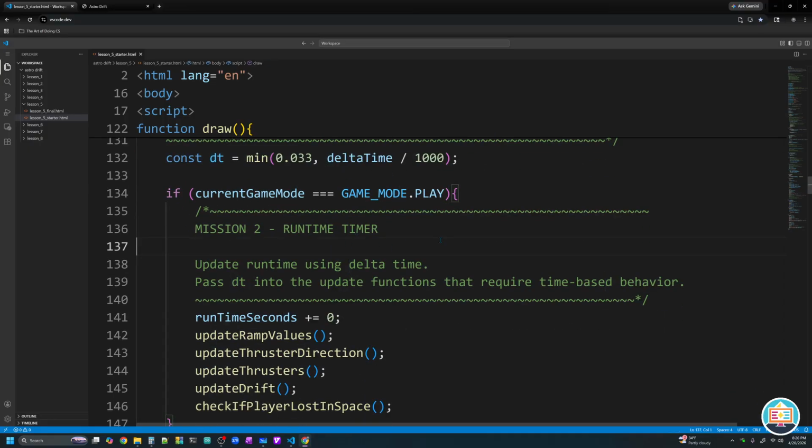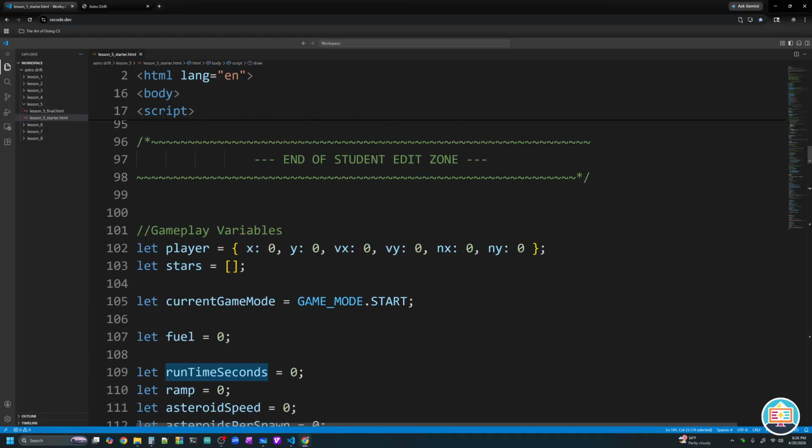Look at we're right here. So it says runtime timer. Update the runtime variable using our delta time. Pass DT into the update functions that require time-based behavior. So it looks like we have a new variable to work with here called runtime seconds. I'm going to go check out our gameplay variables. Let's just see what we got here.